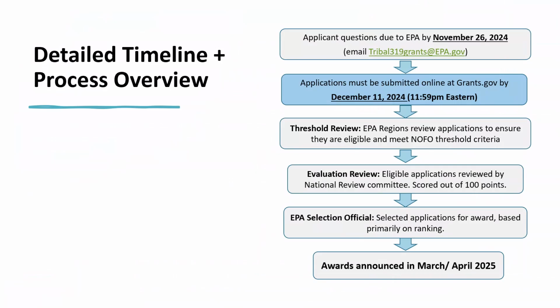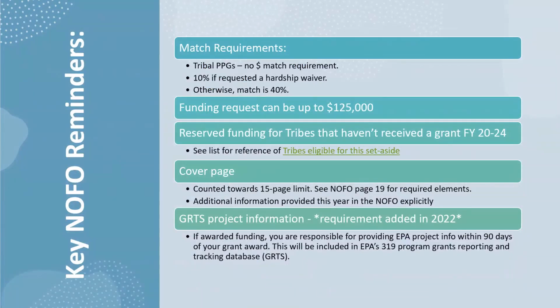Okay, just some key reminders. This is standard for every year that we do this program. There is, of course, no match if you're putting this into a PPG, pretty standard for all these grants. 10% match if there's a hardship waiver requested. 40% match is the standard. I rarely hear about anyone having to do all of that, so I'm sure you have all the paperwork for either the PPG or the 10%.